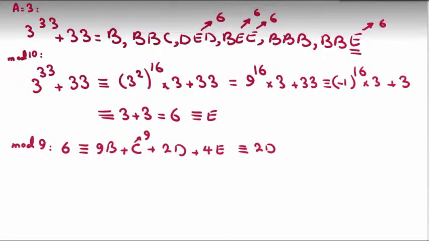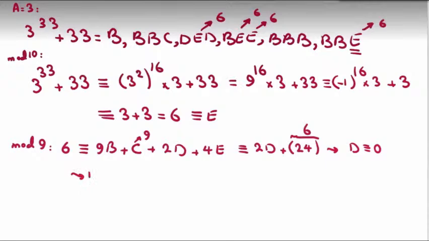2D plus 4E. 4E will be 4 times 6, 24. So if we consider mod 9, 24 mod 9 is 6. So 6 will be cancelled and D mod 9 will be 0. So we conclude D is 9 or D is 0.